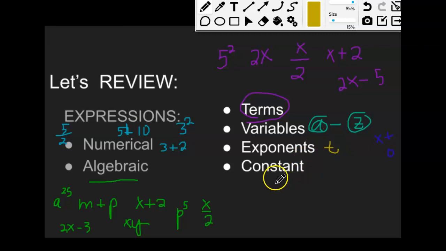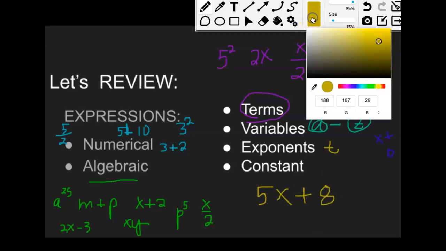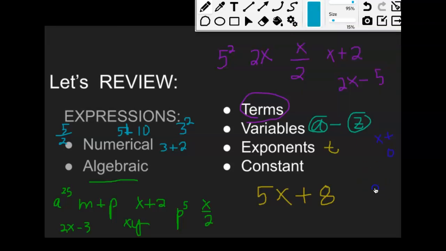All right, so constant, let's say for example I have 5x plus 8. With that, what is our constant? Anyone? 5. Is 5 the constant because it's the term in an expression that doesn't change? You said exactly the meaning of constant, but if I put 3 on the x, that 5 will change. So then is it an x? The x is a variable.